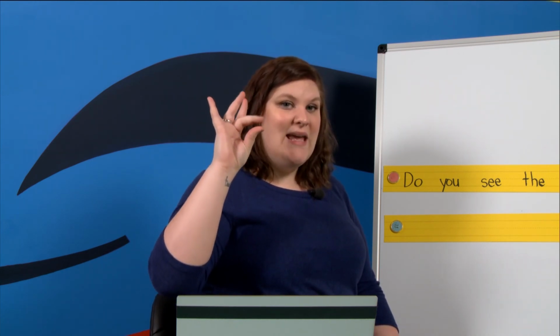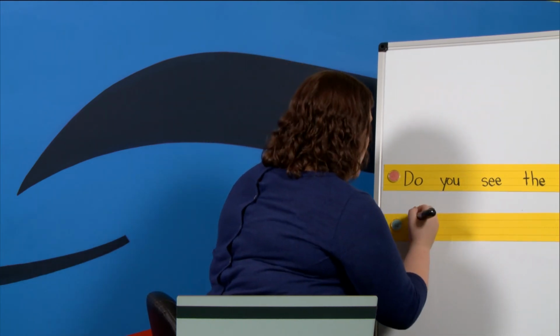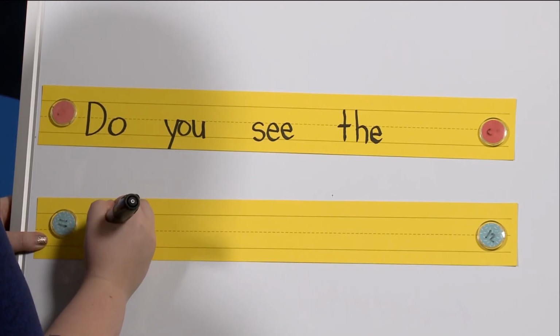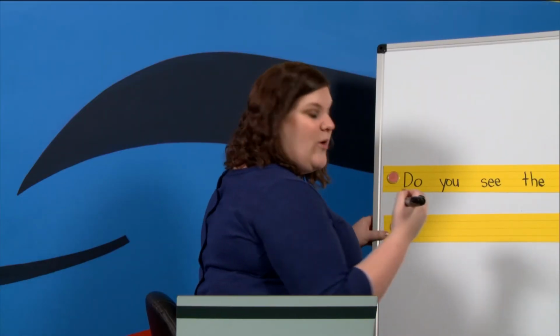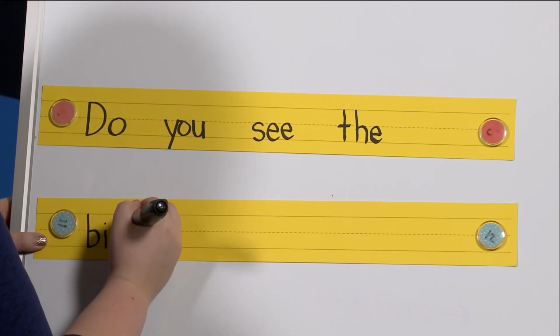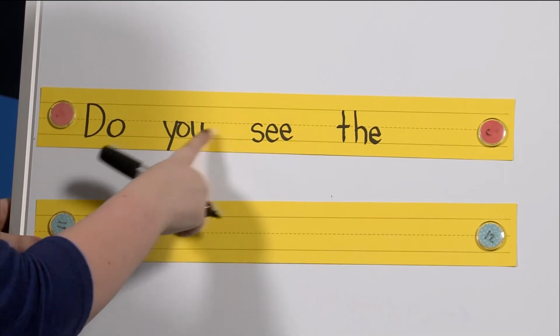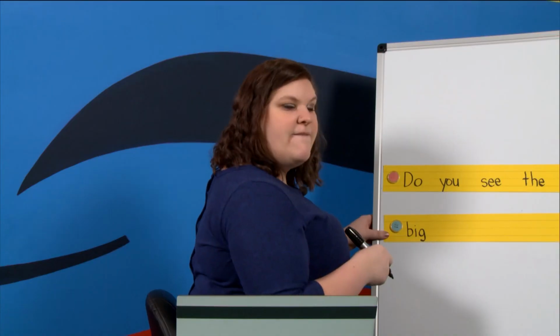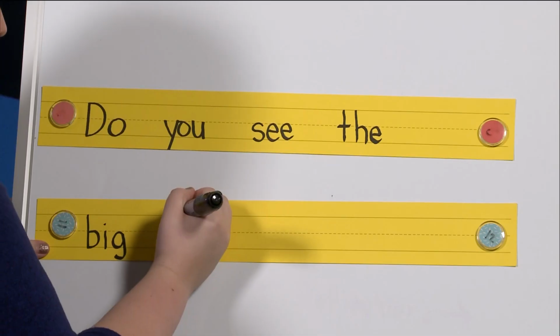big. Let's tap out the word big so we know how to spell it. B-I-G. B-I-G. I hear B at the beginning of that word. B-I-I. Oh, that's I as in iguana. B-I-G, big. Do you see the big fish? Fish. I hear an F at the beginning.